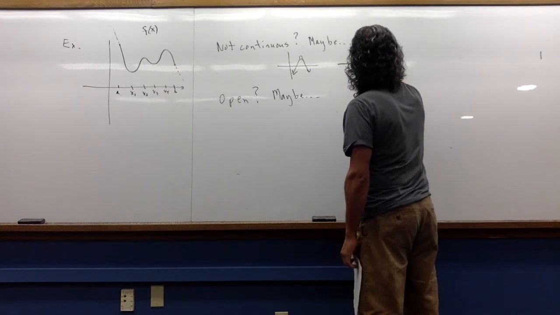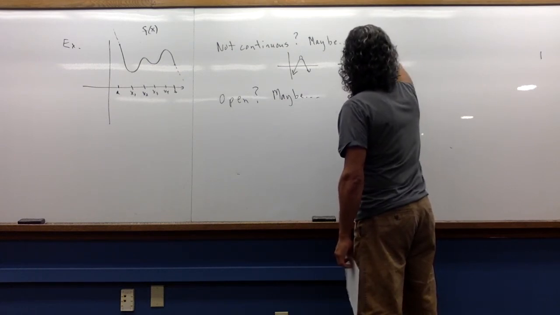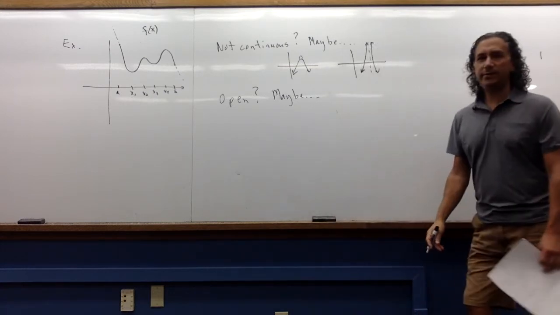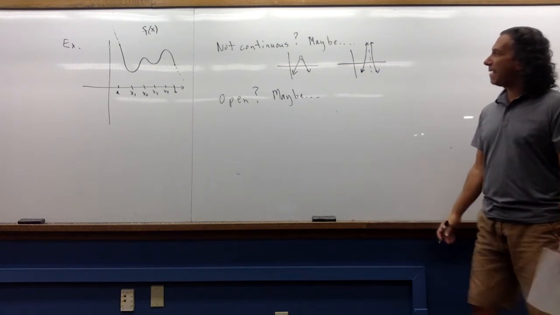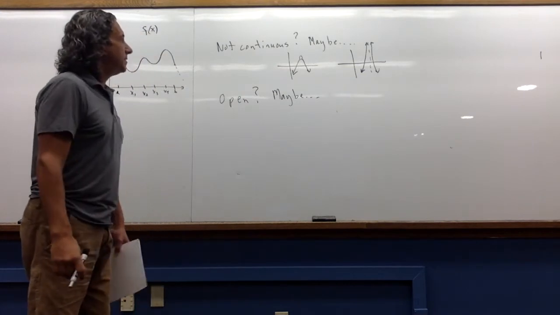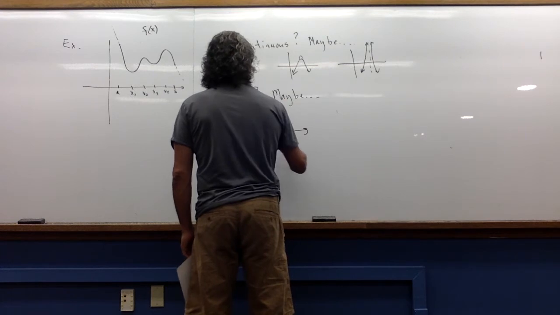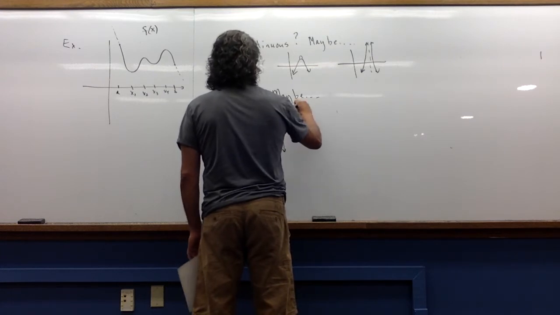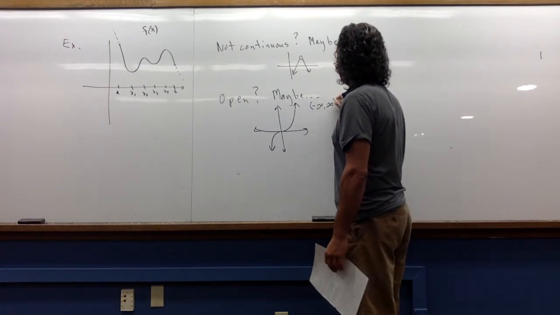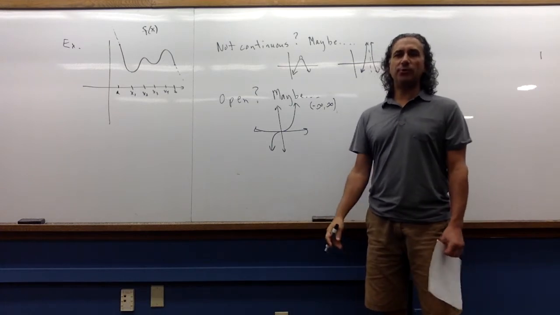Another example. How about this guy here? This one, not continuous. Got to have a vertical asymptote. Happens to not have a maximum or a minimum. So what about on the open interval? Well, how about something really boring like the cube function? So the open interval I'm looking at here is negative infinity to infinity. This guy has neither a global max nor a global min.